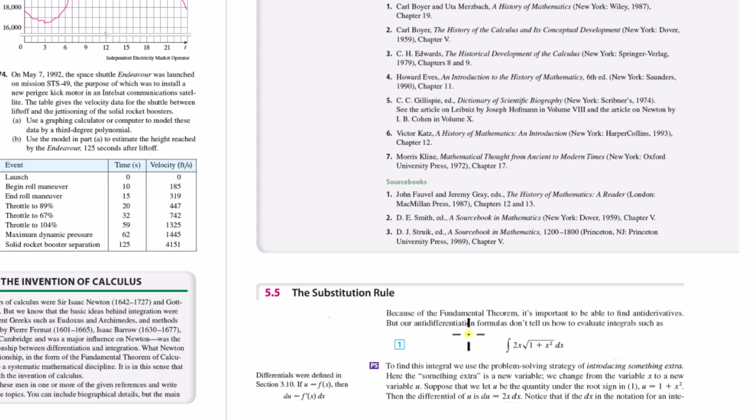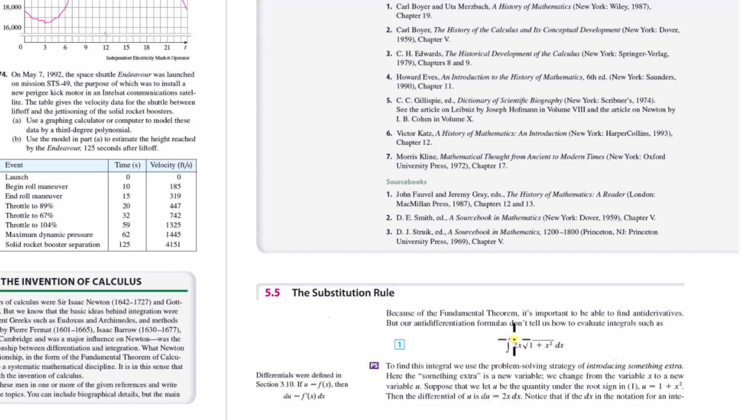But our antidifferentiation formulas don't tell us how to evaluate integrals such as, so okay, here's the integral, the indefinite integral of 2x times the square root of 1 plus x squared dx. And so everything we learned in the previous section, the table of integrals and then the sum and constant multiple rule, we can't use any of that to solve this integral or find this antiderivative. Because we have two separate functions multiplied by each other, but there's no rule for separating the integral based on functions being multiplied together.